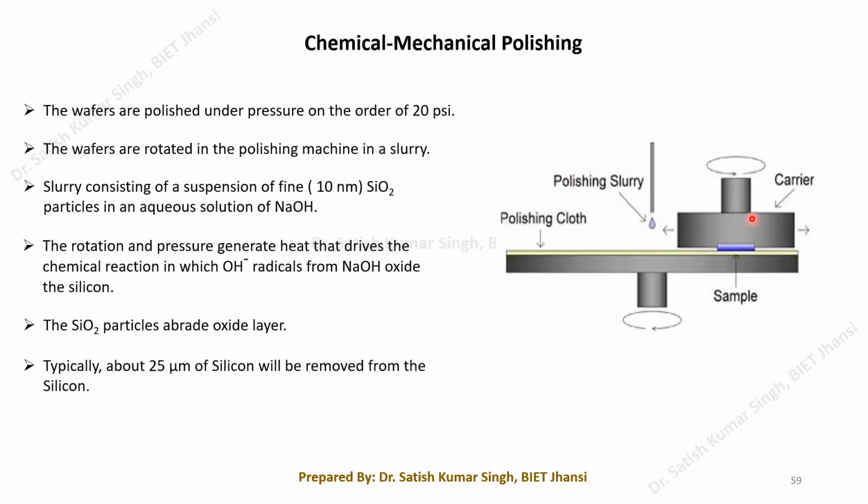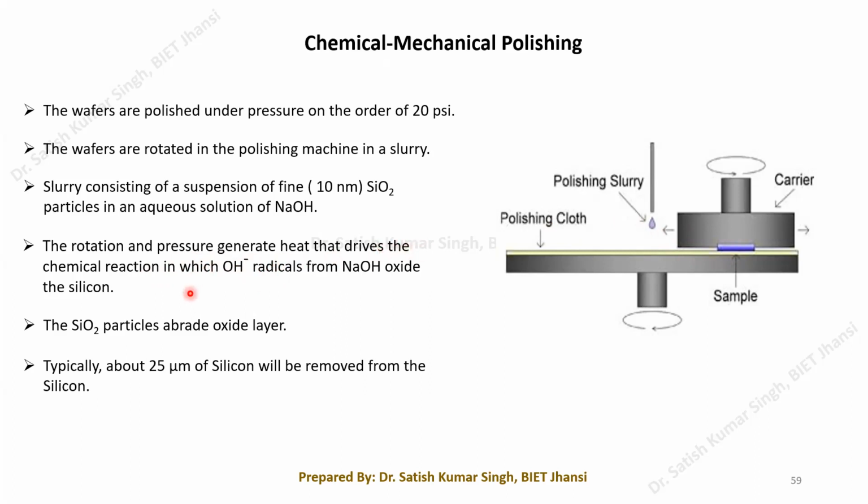Due to this pressure, the slurry gets heated because of the abrasion. You can understand it is an abrasive layer, so when this platform is rotated at a pressure of 20 psi, it gets heated, and because of the heat, a reaction is going to take place.